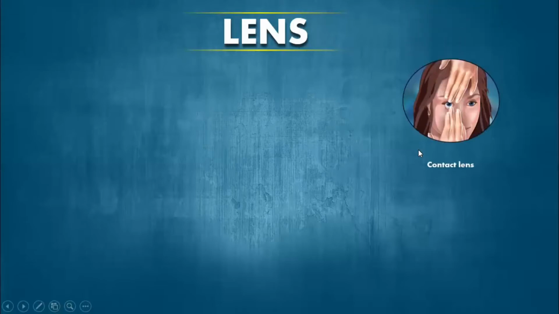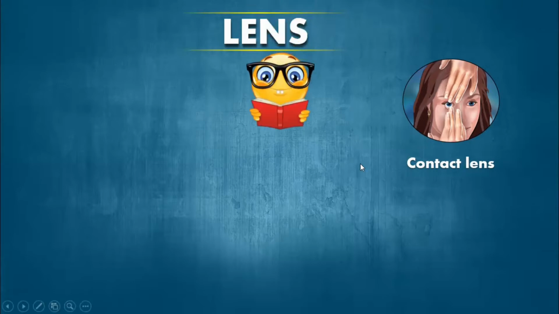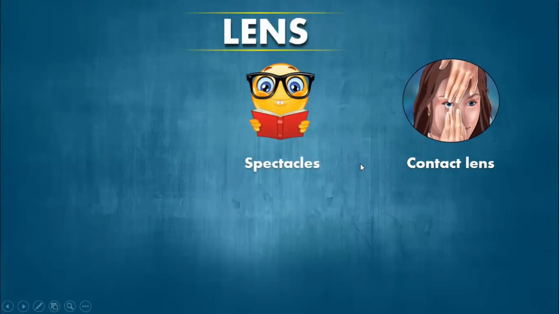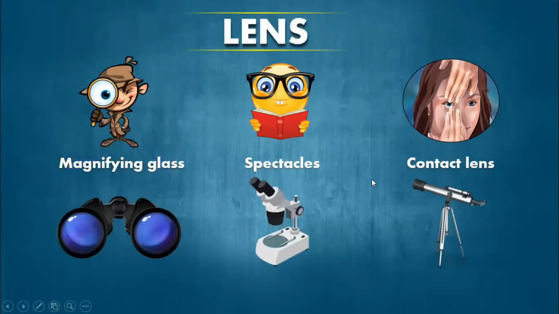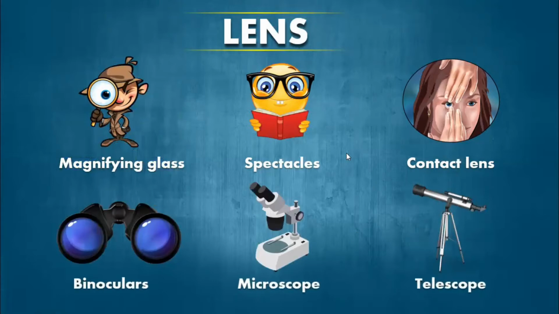Now, what is a lens? We must have seen this in movies, or maybe one of our family members, or we on our own are using these. These are called contact lenses. Then we already know about spectacles. And next is your magnifying glass. Then we even know about the telescope, microscope, and binoculars, to see smaller objects more clearly, or to see further objects, which are far from us, clearly.